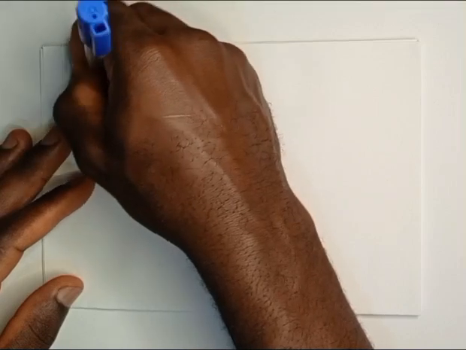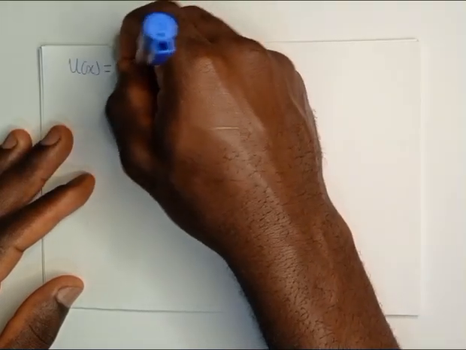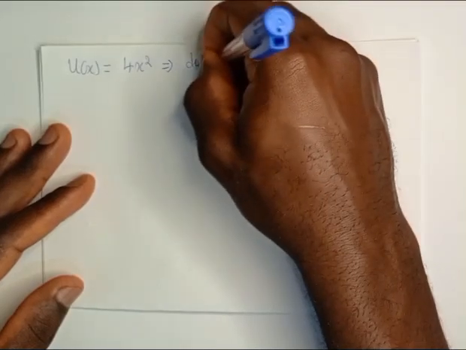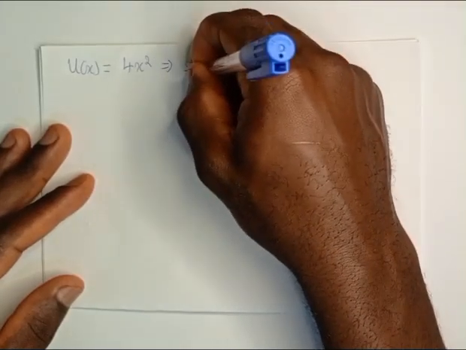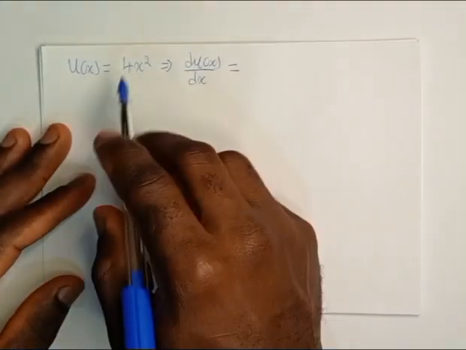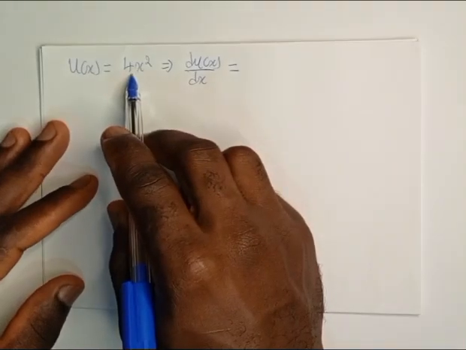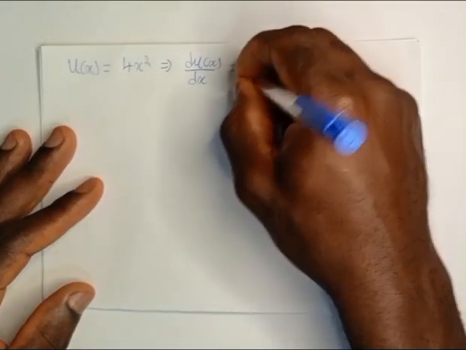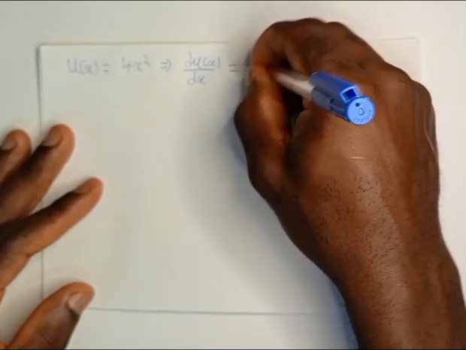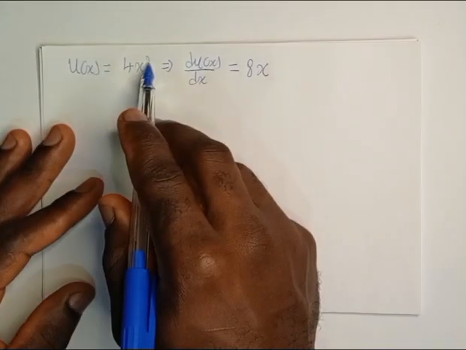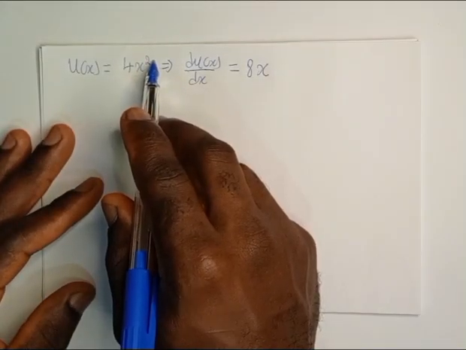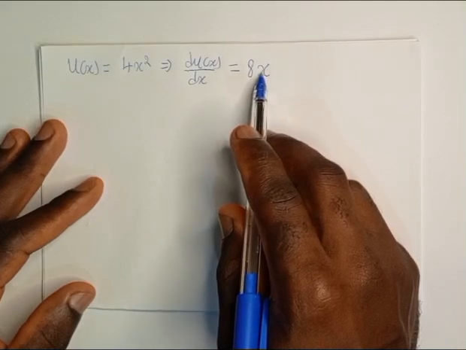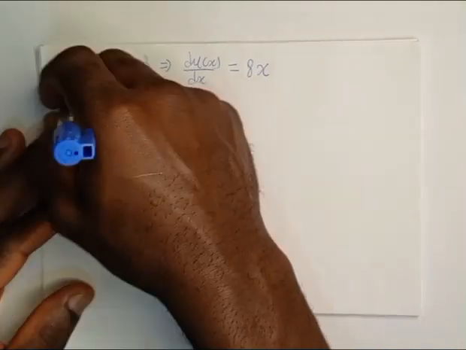u of x is equal to 4x squared. Then du of x over dx will simply be equal to, we have to differentiate this function. We take the power, 2 times 4 gives 8, times x raised to the power 2 minus 1, which gives us 1. And x raised to the power 1 is the same as x. This will give us 8x.